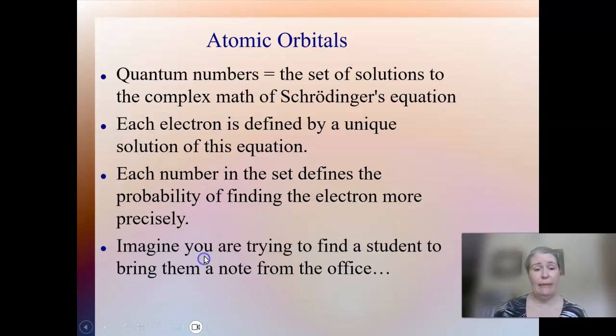So as a metaphor for that, we could imagine you're an office aide trying to find a student to bring them a note from the office. So the first thing you need to know fundamentally is, is that student at Johnson High School? Do they have early release? Are they at CTEC? So that's the first biggest quantum number, is where in that overall space am I likely to find that electron?